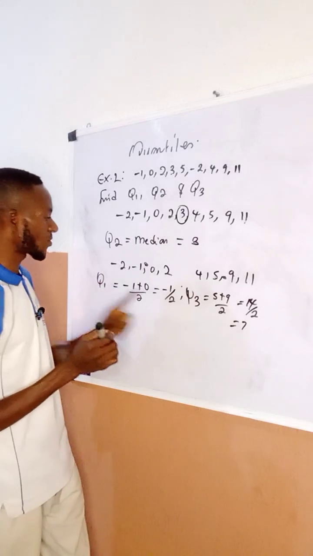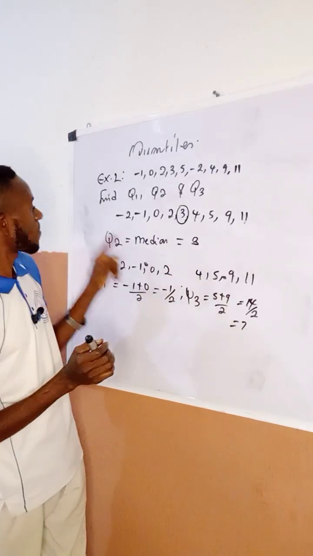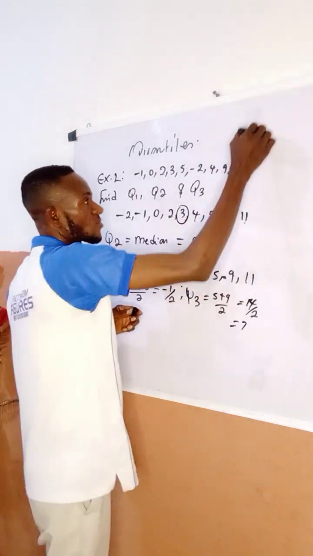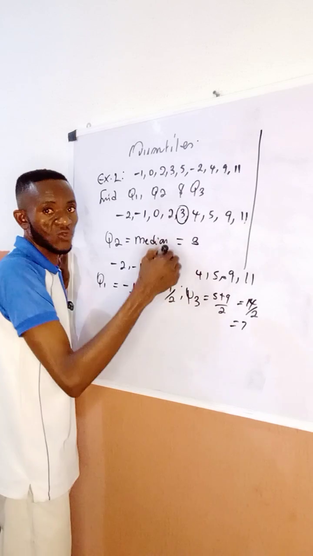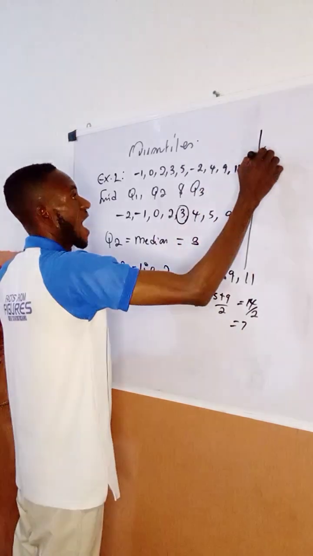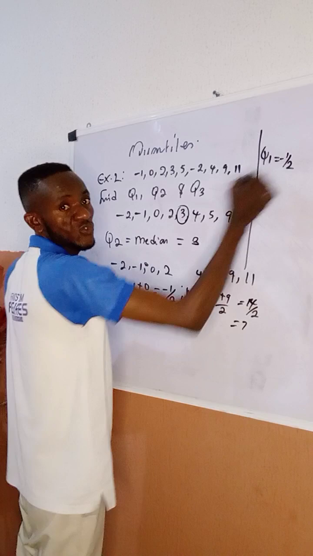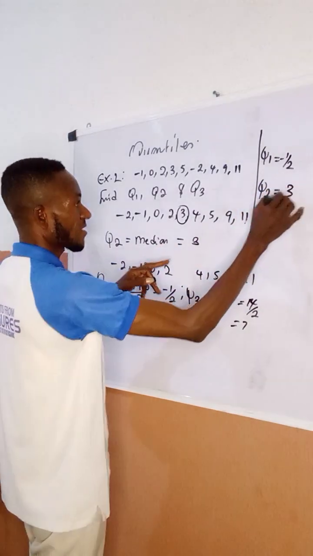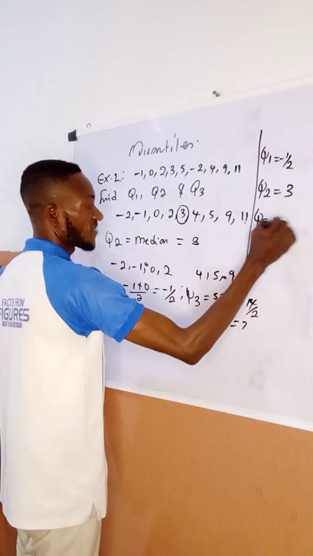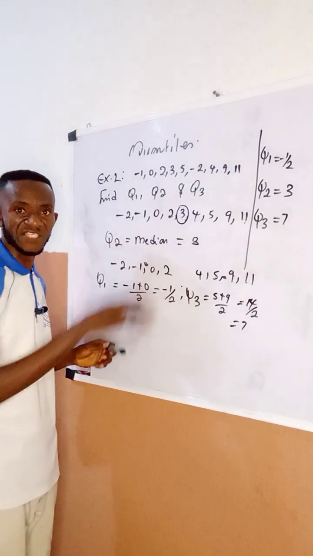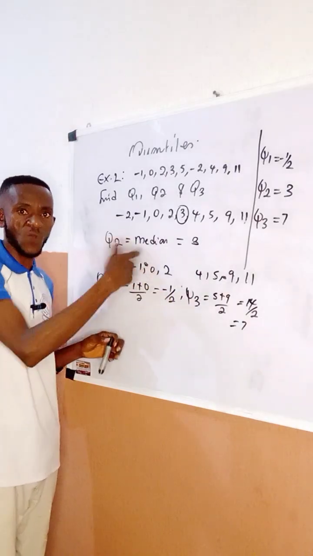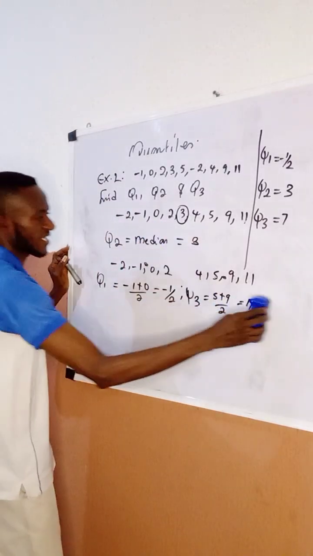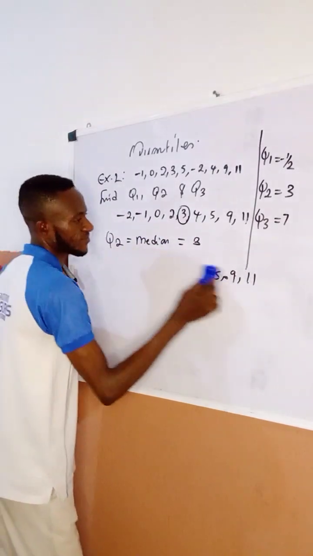So this is our Q1, minus 1 over 2. Then our Q2 is 3, and our Q3 is 7. So permit me to list it here, so that when we go to the formula method, we will be able to know whether we are going to get the same thing. Our Q1 is minus 1 over 2, our Q2 is 3, and my Q3 is 7. This is using the free method. So let us now clean this particular place.